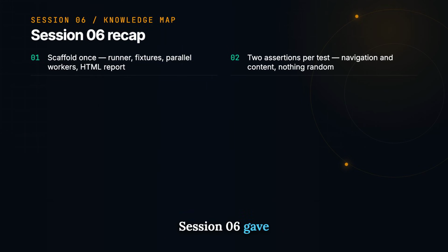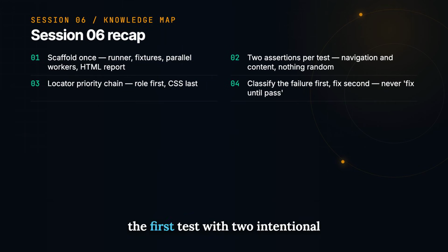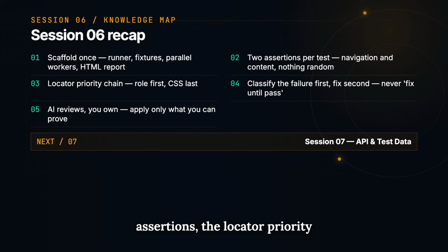Session 06 gave you the Playwright scaffold, the first test with 2 intentional assertions, the locator priority chain, the negative password case without real credentials, the 5 failure categories, and the review prompt that keeps AI as a reviewer, not an owner. Session 07 layers in API testing and test data, fixtures, factories, and the boundary between unit, API, and UI that keeps the pyramid honest.